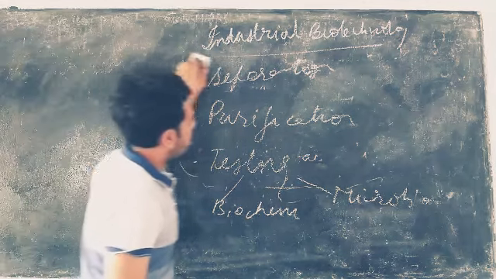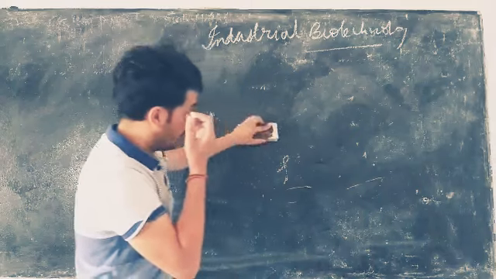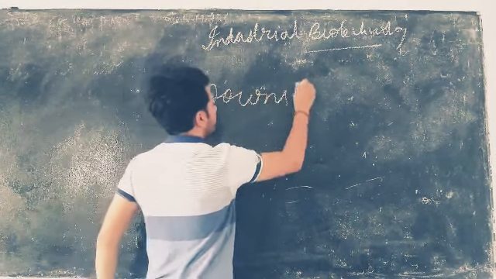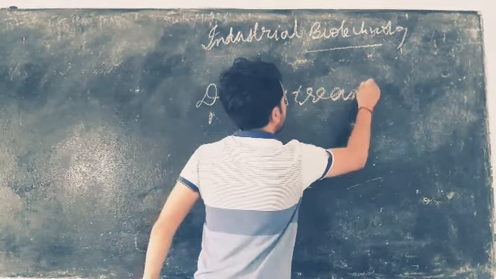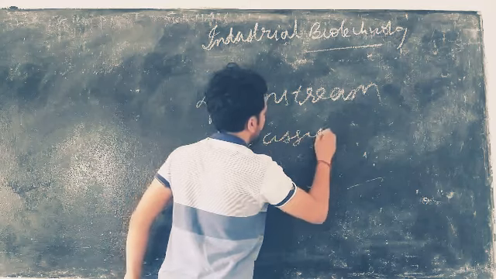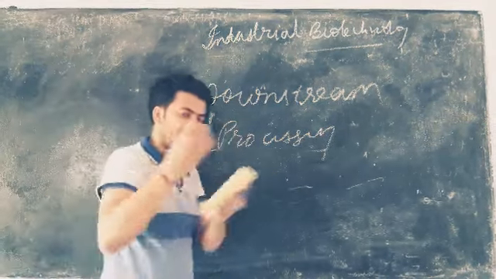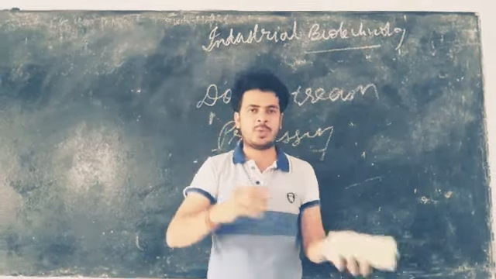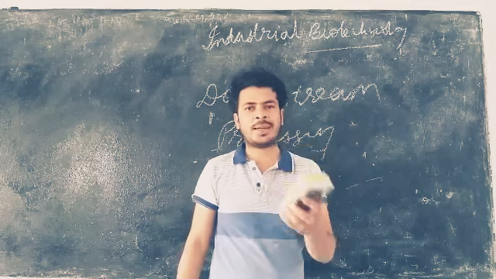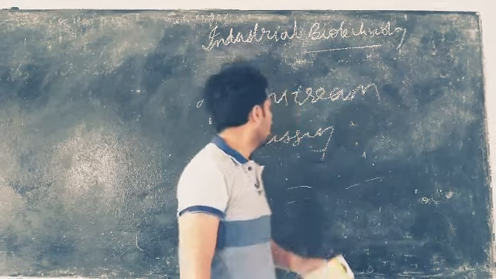So friends, all these processes, the last one which we discussed, this purification, come under downstream processing. As the word suggests, downstream processing is the separation of whatever metabolites, products, drug, or food item we are getting after a biochemical reaction in a bioreactor. So I hope you will get this.